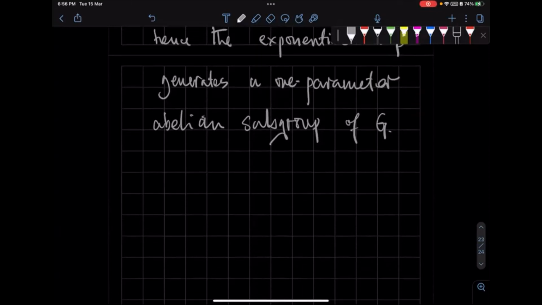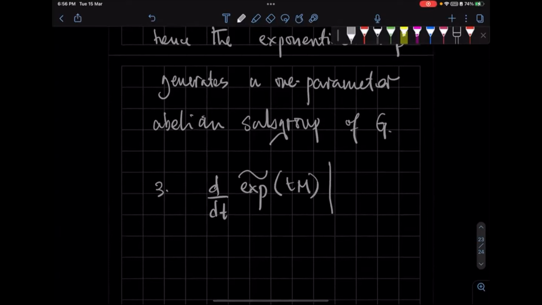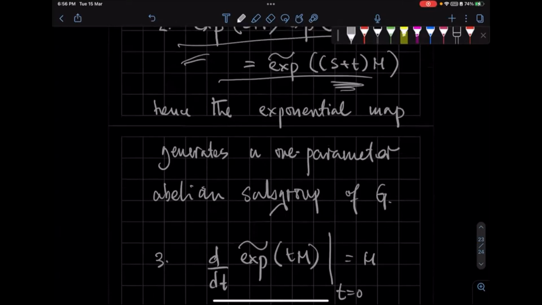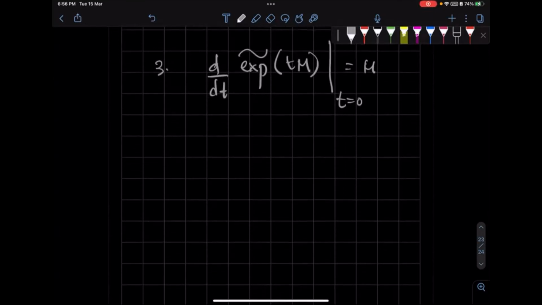And number three is just that if I take the derivative of the exponential map with respect to the parameter, and then set the parameter to 0, then we get back the Lie algebra element. Okay. So this is the definition of the exponential map and the definition of a one parameter abelian subgroup of G. Now let me give you an example.